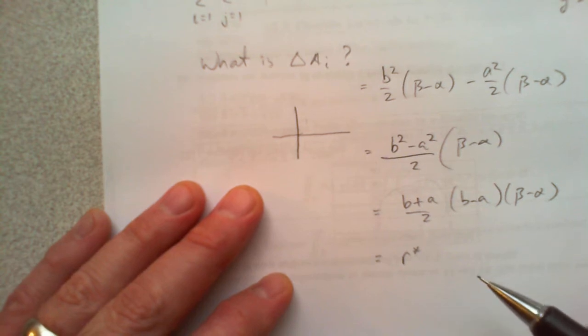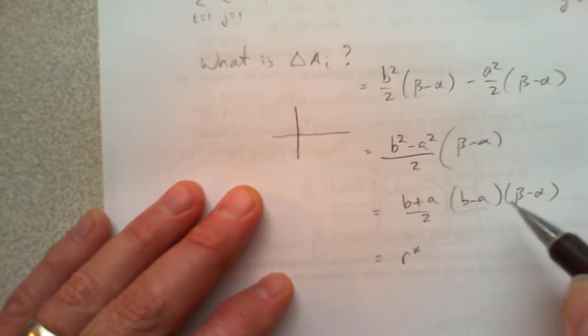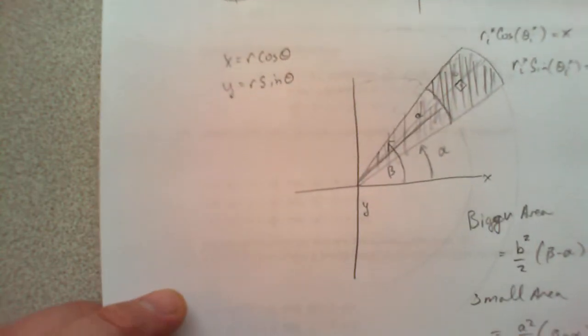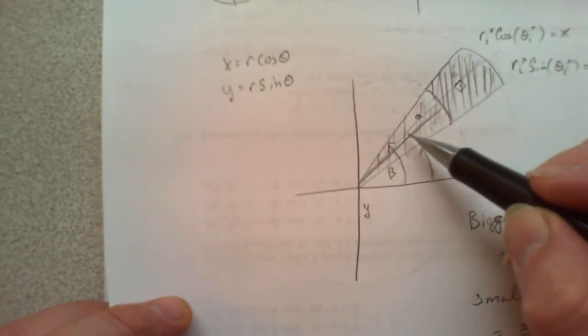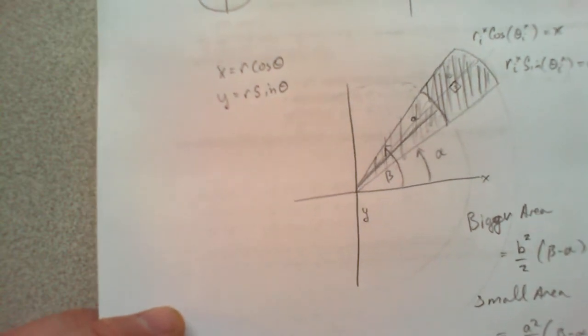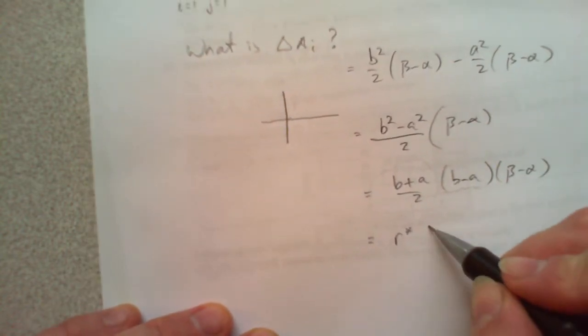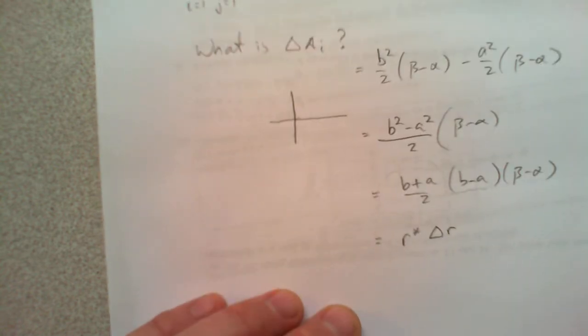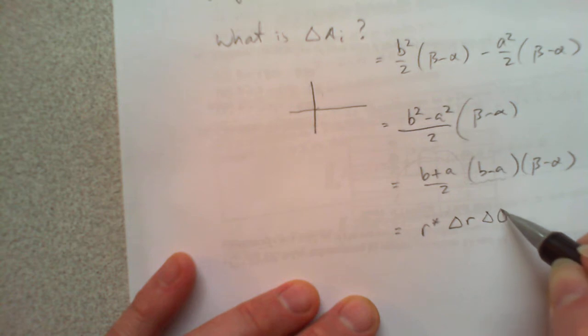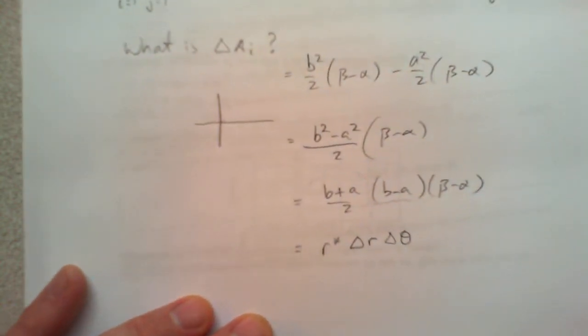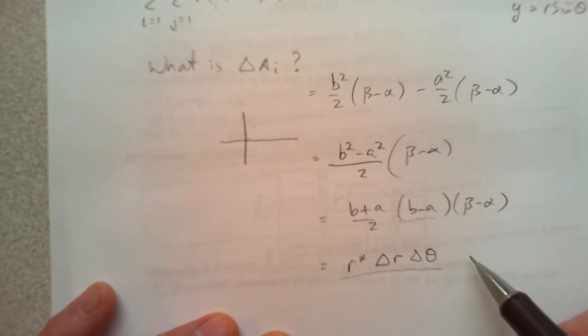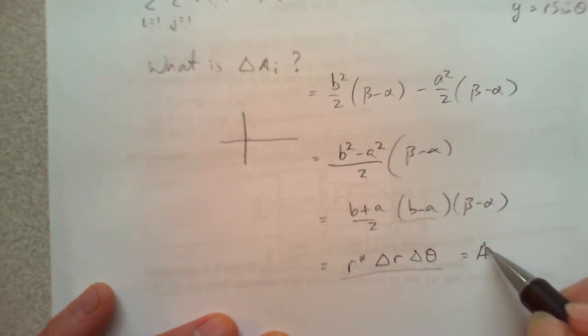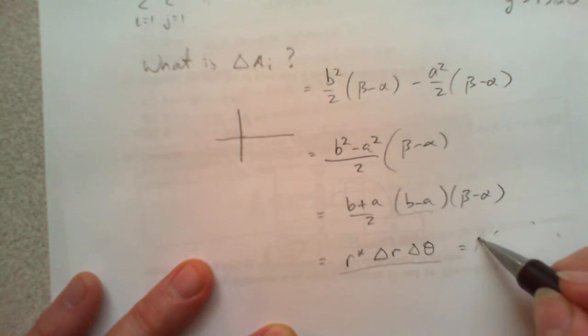the tagged point in the partition, and then this right here, b minus a. B is this big line, A is this line right here. That's how the radius is changing, delta R. And then beta minus alpha, that's how the angular position is changing, so that's delta theta. So now when we insert this, we have that this is equal to the area of the polar rectangle.